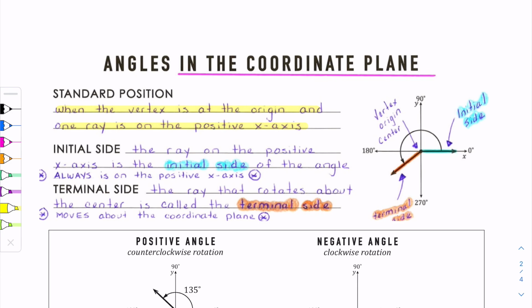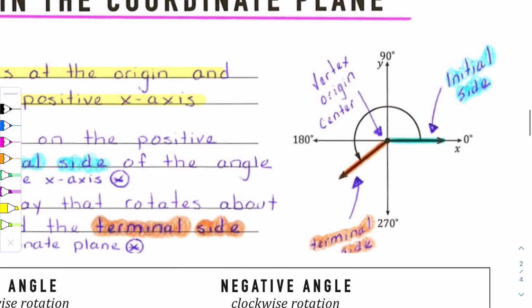Okay, so if we look at this, here's the origin. Standard position means that you always have one side of your angle on the positive x-axis. By the way, this is what we're working towards: graphing angles in the coordinate plane. So again, standard position: origin, one ray, or one side of the angle, on the positive x-axis.